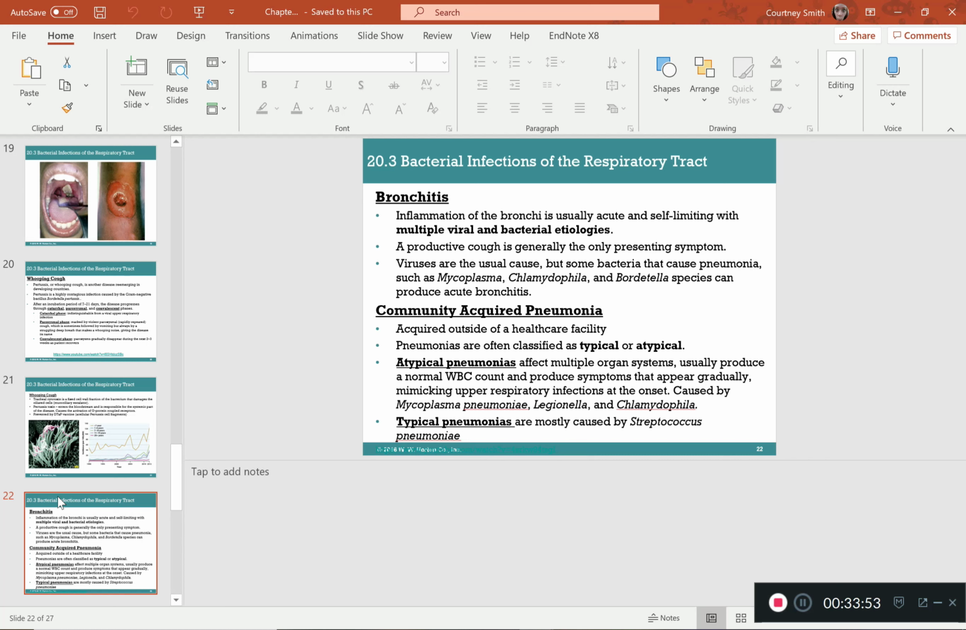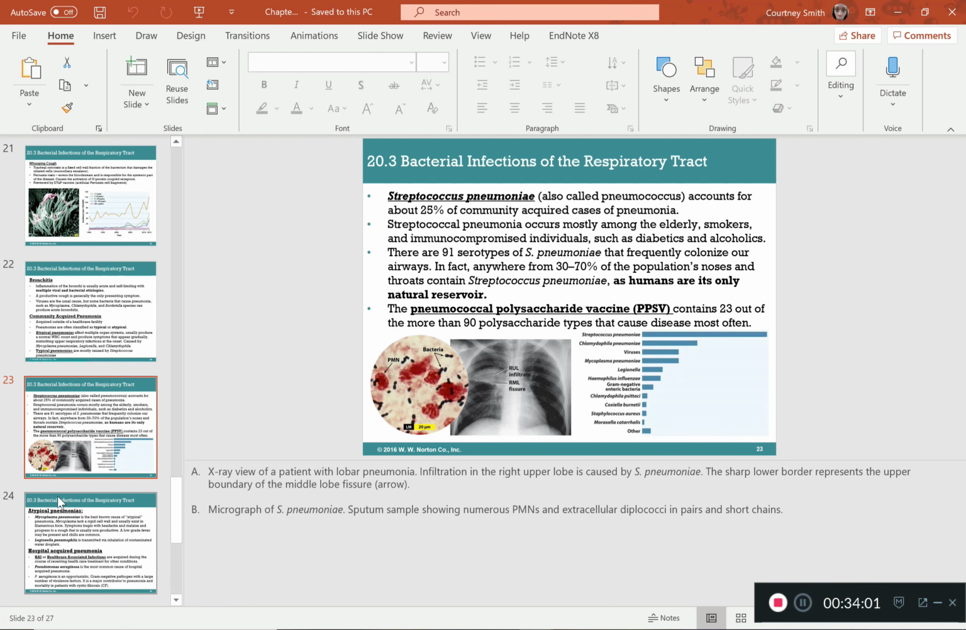But then typical, these ones are caused by strep pneumoniae. With strep pneumonia causing typical pneumonia, it definitely accounts for a good portion of community acquired pneumonia. Community acquired pneumonia is whenever you just get it out and about, meaning that you are outside of a health facility, as compared to healthcare or hospital acquired pneumonia.